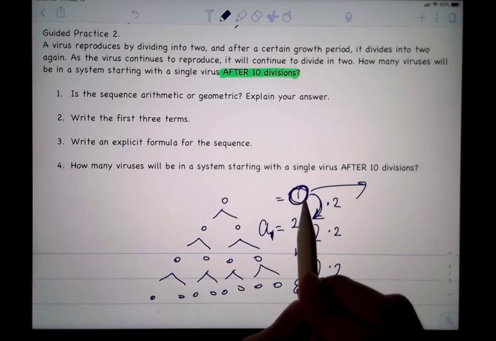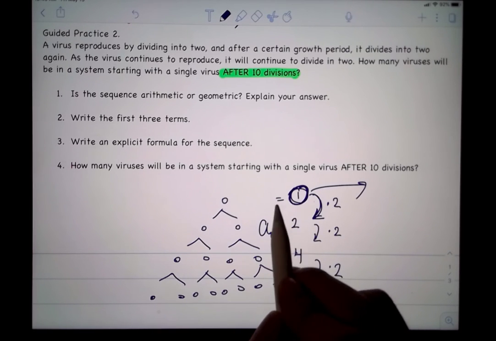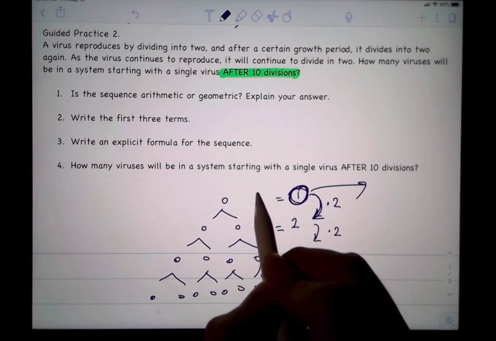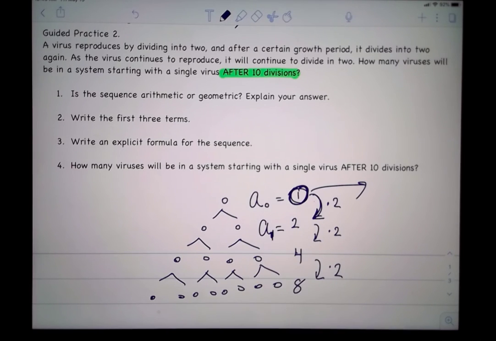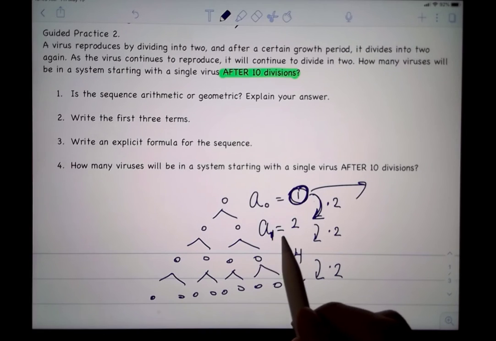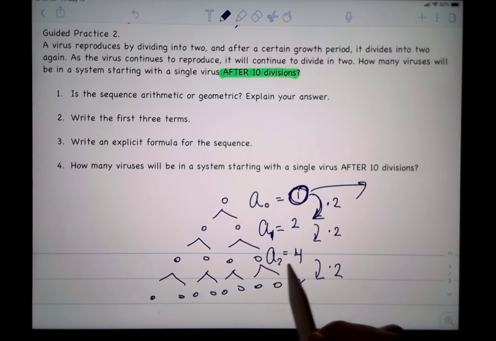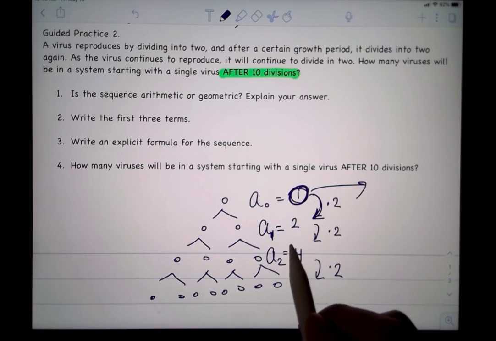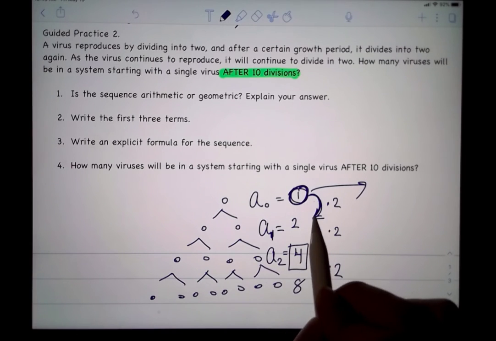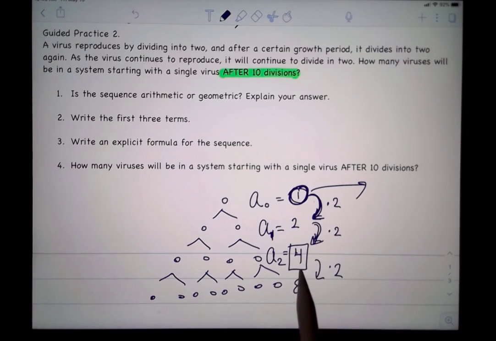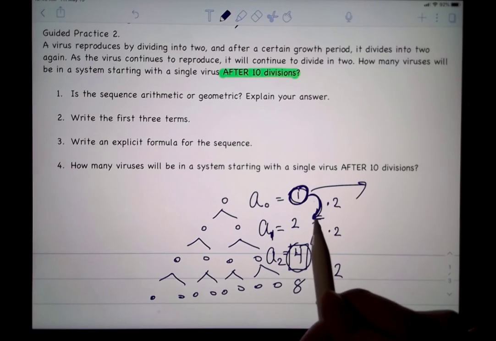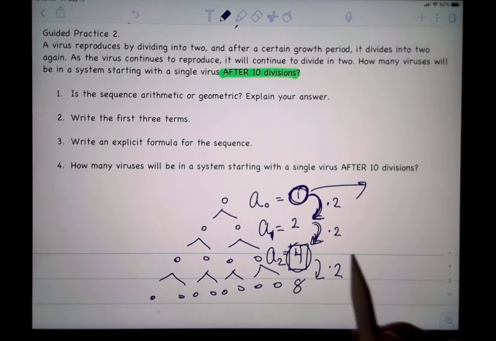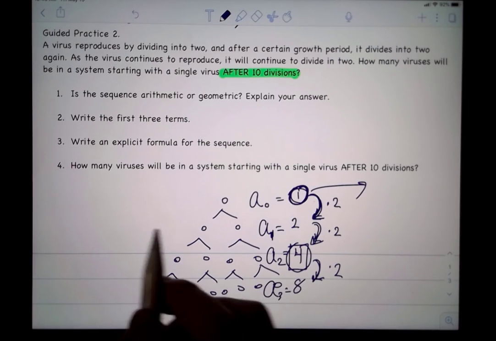Actually, this one is my first number, but you didn't divide it into 2. You just started. That's the starting value. So for this, I'm going to call it A0. And A1, and this is A2. Let's see if that makes sense. So 4, after 2 divisions, you get 4. And then after 3 divisions, you get 8.